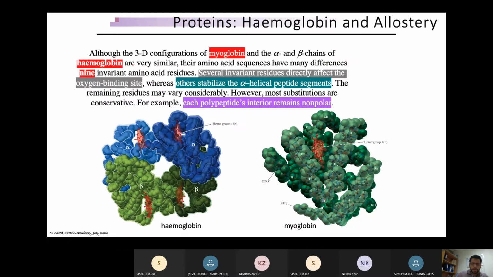If you want to see the three-dimensional structure, the myoglobin and hemoglobin are the two molecules which carry oxygen in the body. There are a few differences. Myoglobin is a single subunit protein, whereas hemoglobin contains 4 subunits. Myoglobin also contains a heme-containing molecule called the porphyrin ring, and hemoglobin has 4 porphyrin rings.